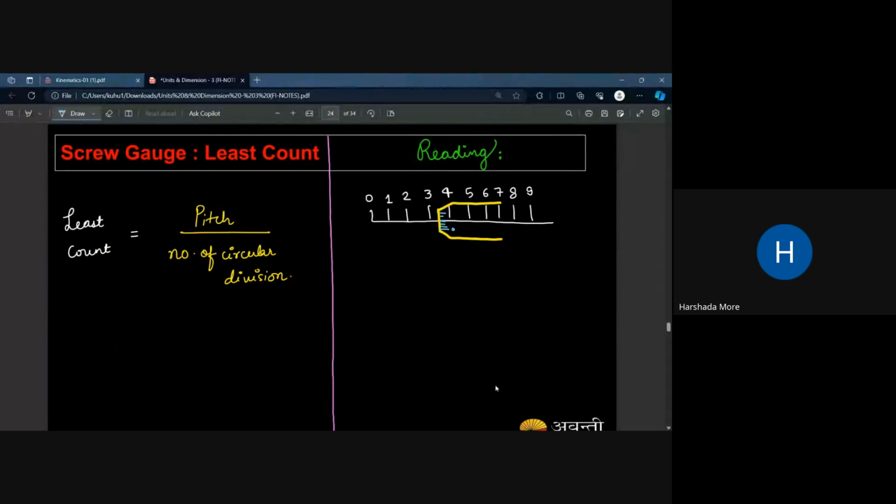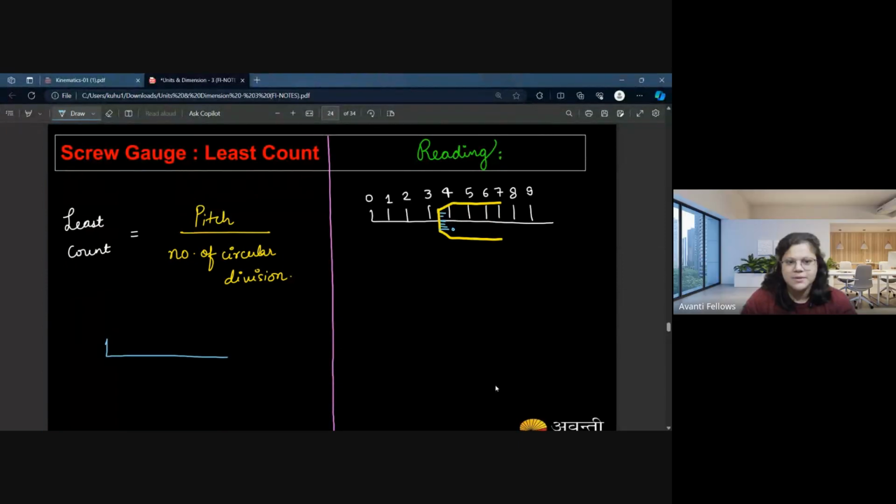Okay, yes, ma'am. Here we have 0, here we have 1, 2. This is your main scale. Either you can go with this 0 or you can go with this 1.